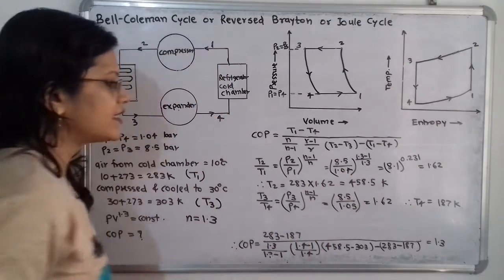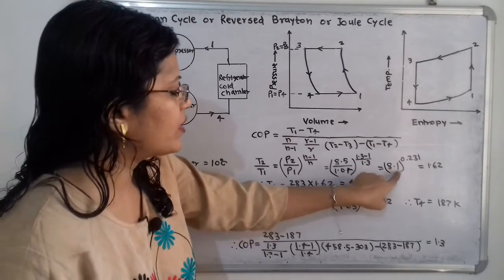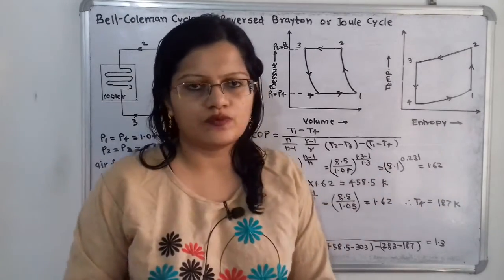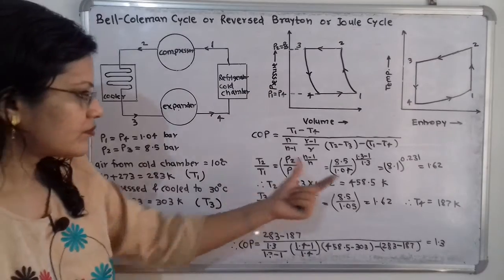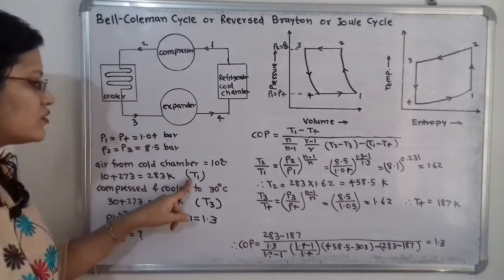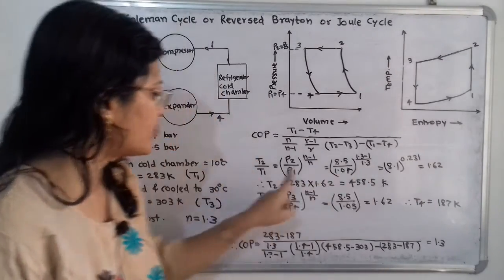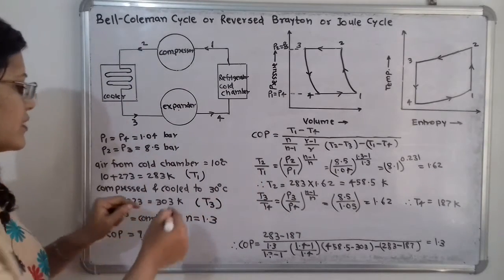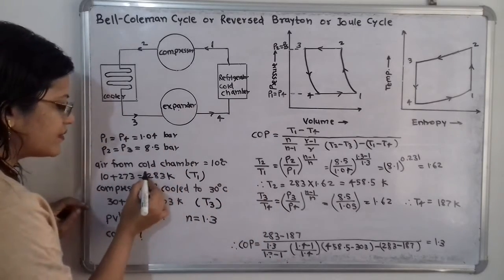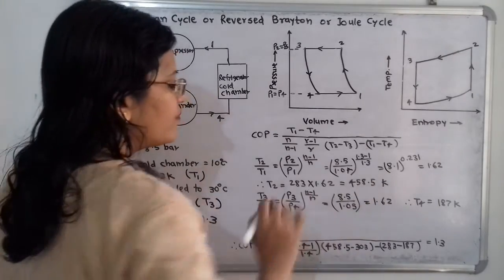When we solve this, we have to put the value of n also. We will get 8.1 raised to 0.231, which is equal to 1.62. So this is the answer: T2 by T1 is equal to 1.62. Now T1 is known, so what is the value of T2? T2 is equal to 1.62 multiplied by T1. This T1 we have to take in Kelvin, so we will get the answer directly in Kelvin. So 1.62 into 283 is 458.5 Kelvin.